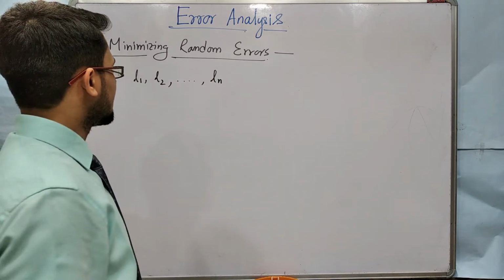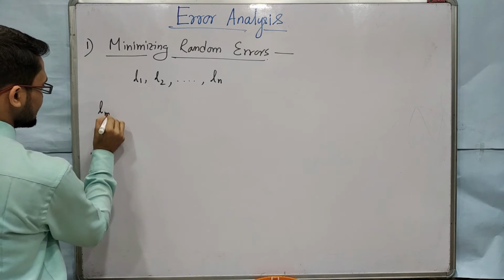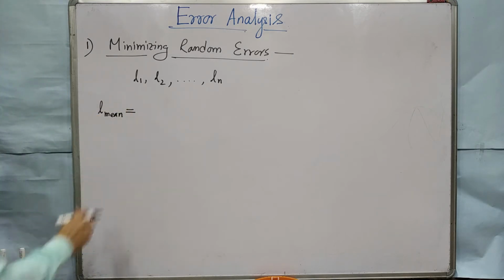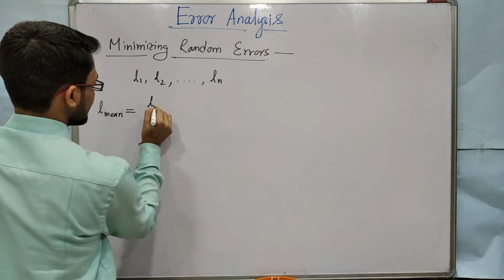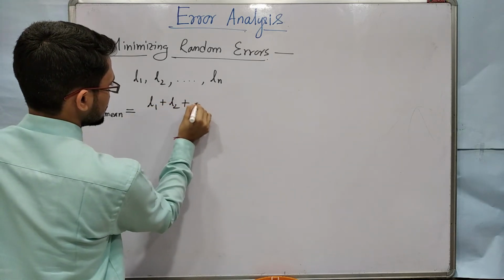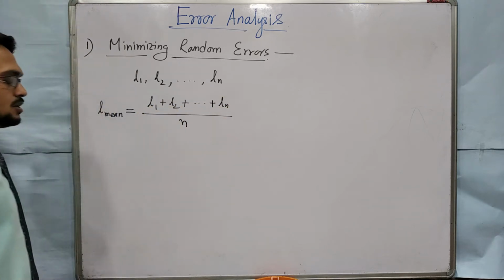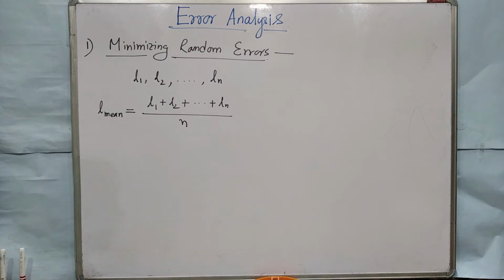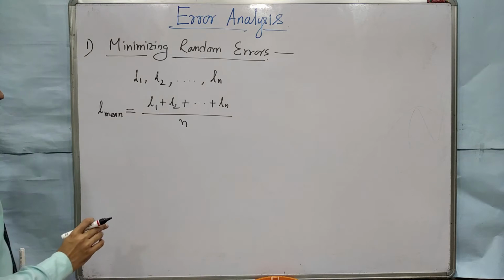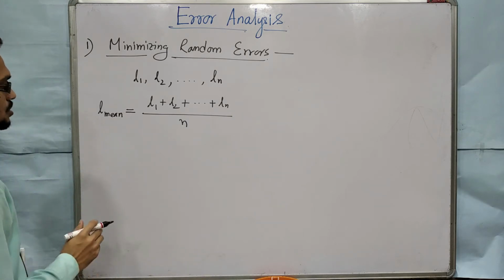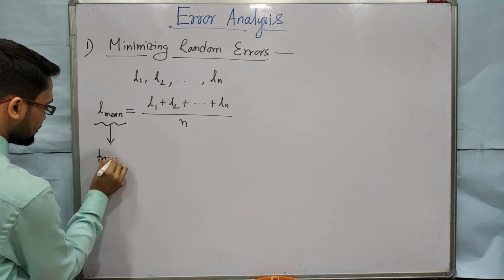So the first step is to find the mean value, that means L mean. The mean value is the arithmetic mean. So we will add them and divide by the number of readings: L1 plus L2 plus dot dot dot plus Ln, divided by n. In this way we will get the mean value, and then we will calculate the error. This mean value is known as the true value.